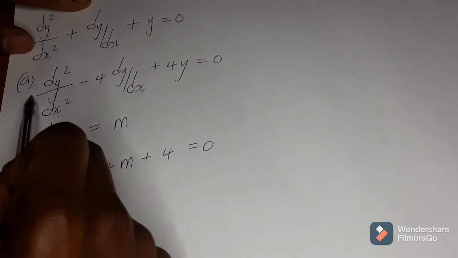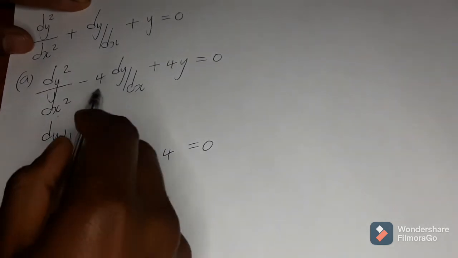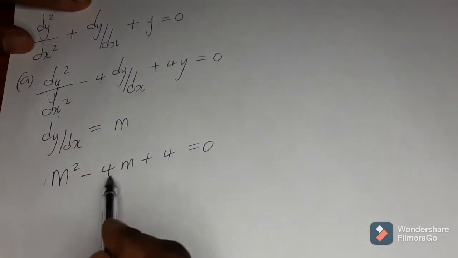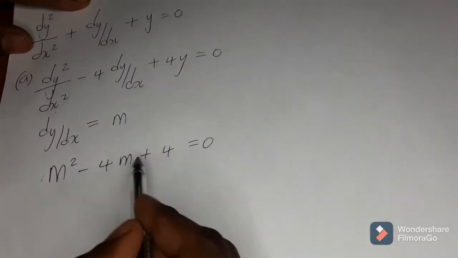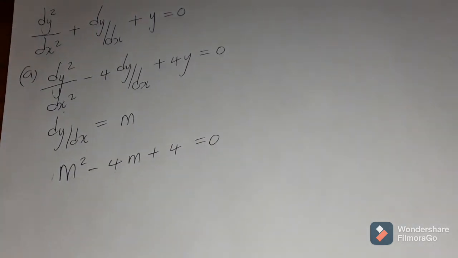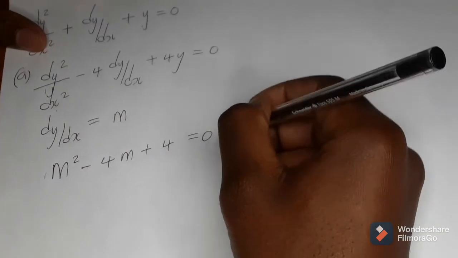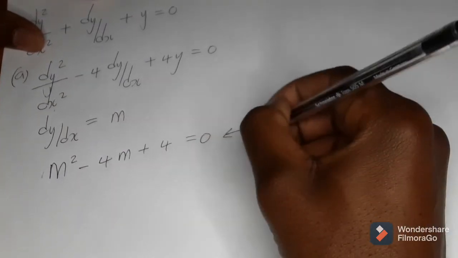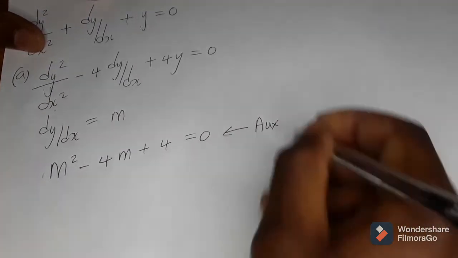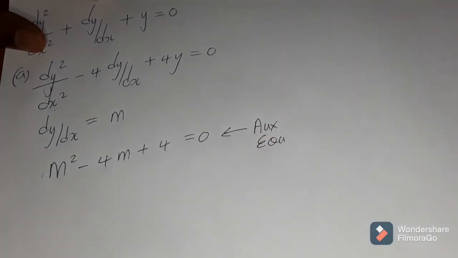So the coefficient here is 1, that's why we don't have anything here. And then here the coefficient is minus 4, so you put minus 4 there. You replace dy over dx by m, plus 4, we ignore the y, we only take the coefficient. So this is your auxiliary equation. I'm gonna just write on the side here aux, meaning auxiliary equation.